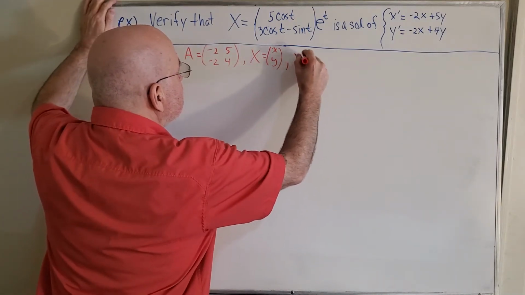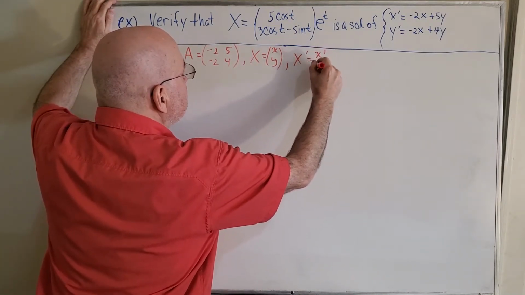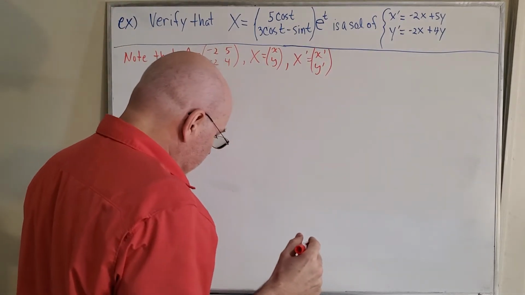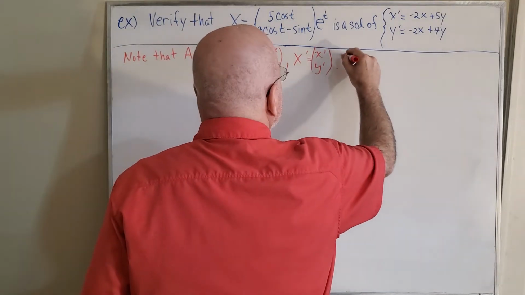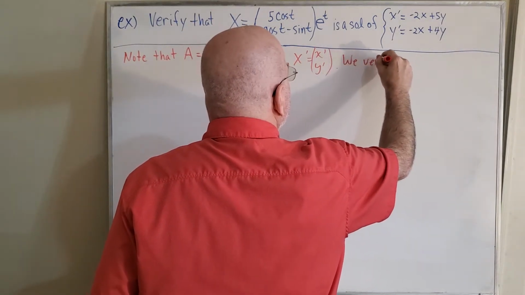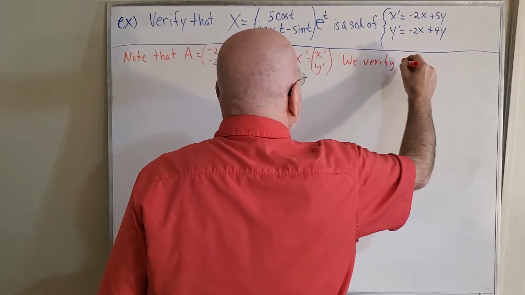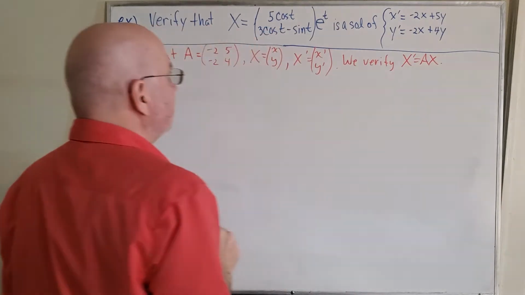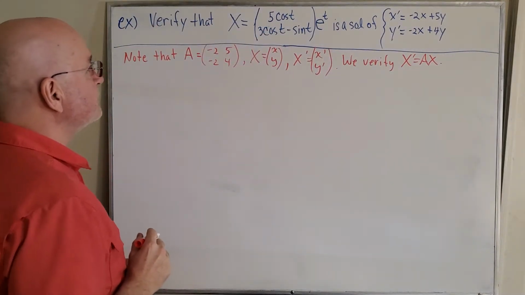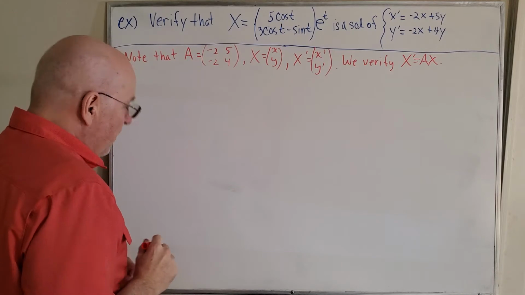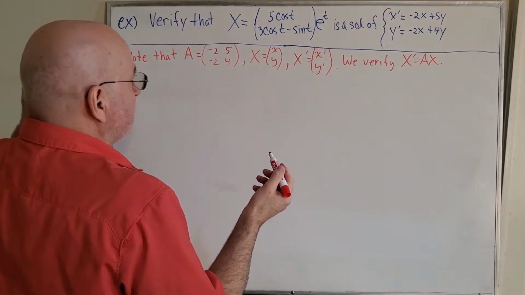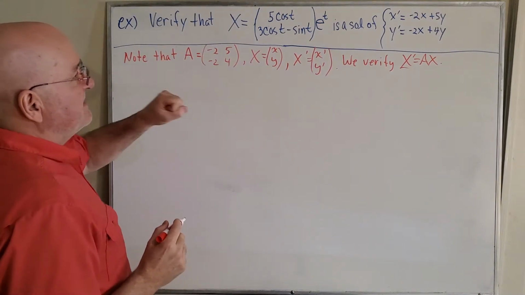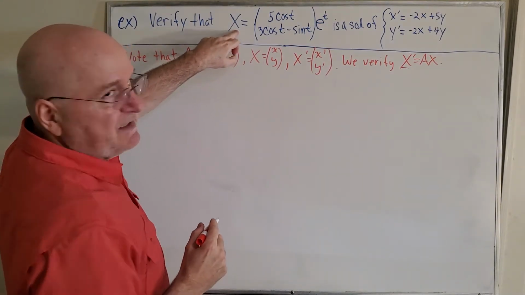And then x prime is just x prime, y prime. And we need to verify, essentially, that x prime is equal to A times x. That's what we're going to verify. Okay, well, first let's write down what this is. We don't have it explicitly here. We have x. We need to compute this.